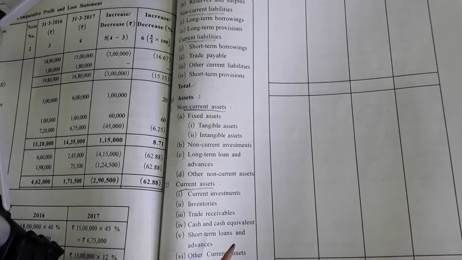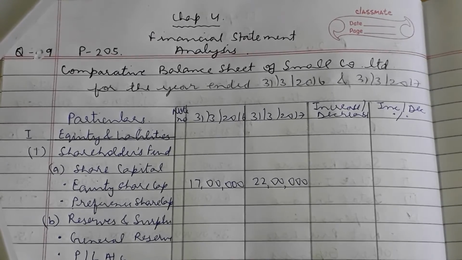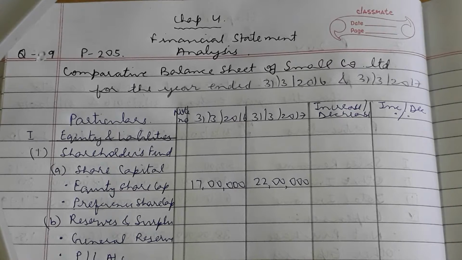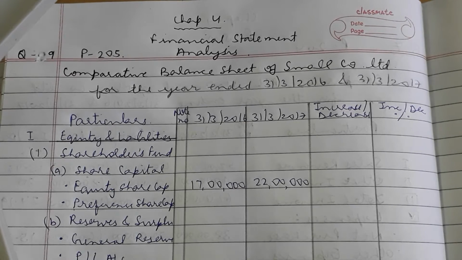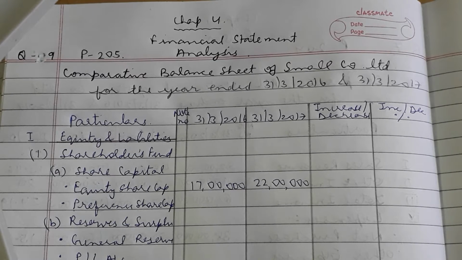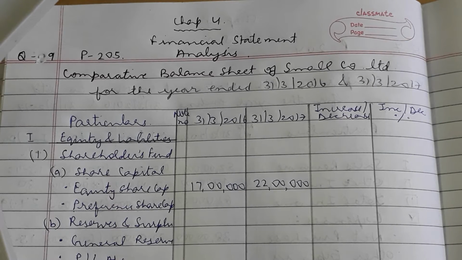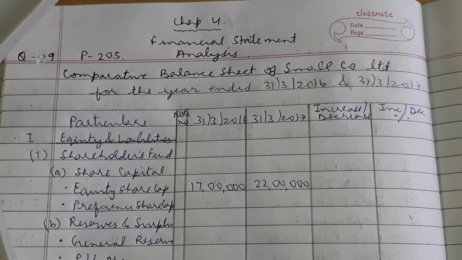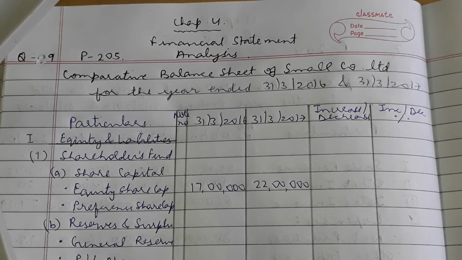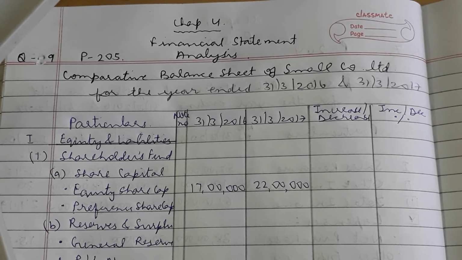After this, we will continue with the practical sum related to the balance sheet. Now, we are going to continue with chapter 4, financial statement analysis, page number 205 of your textbook, question number 9. We have to prepare the comparative balance sheet of Small Company Limited for the years ending 31st March 2016 and 2017. They have given you the complete structure. You just have to write the increase or decrease figure and the increase or decrease percentage.